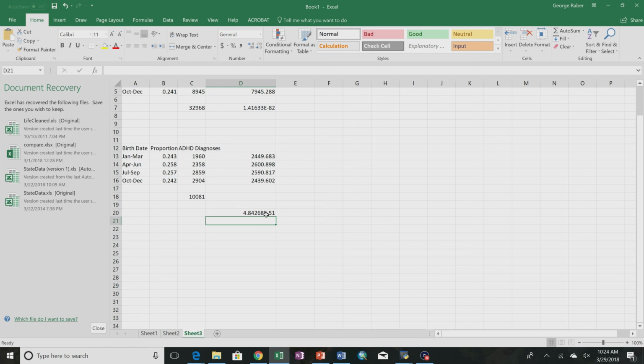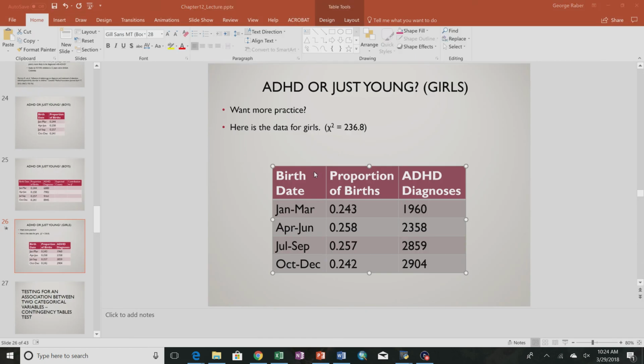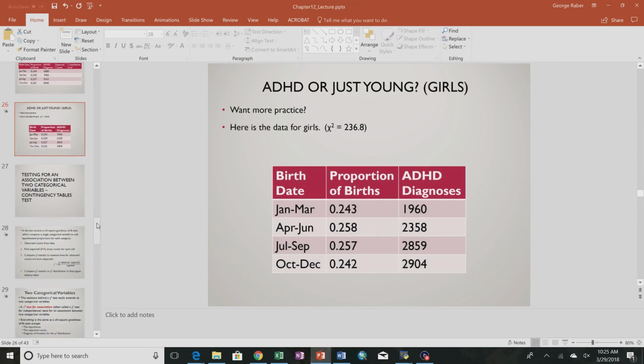Now it's still very, very small, so it's significant. Still significant. Yes, it's not quite as small, but it's still really, really small in either case. All right, so that's chi-square with basically just one set of categories.